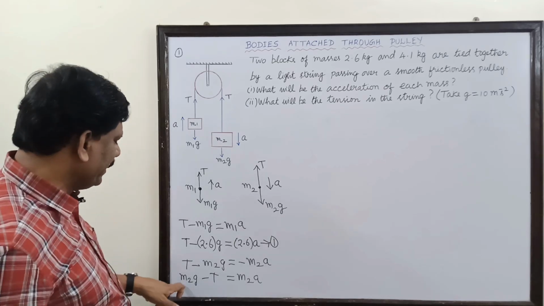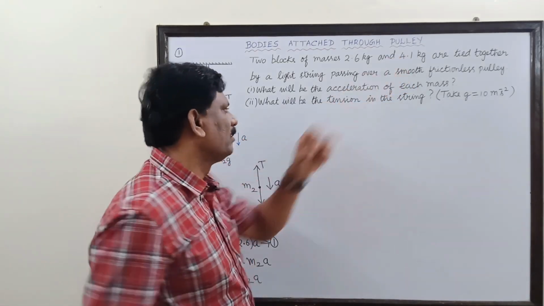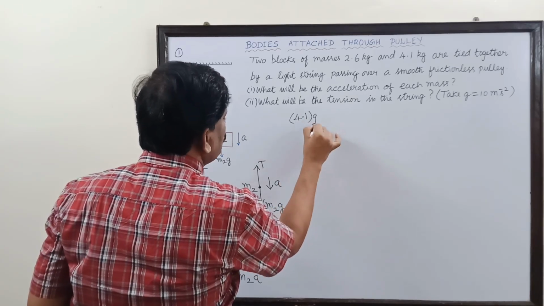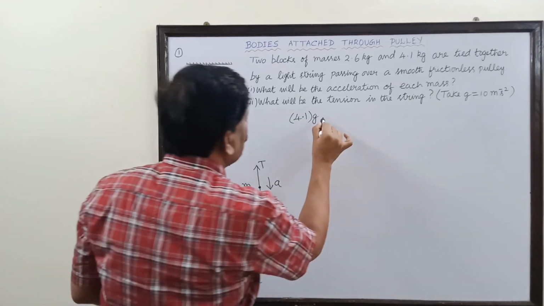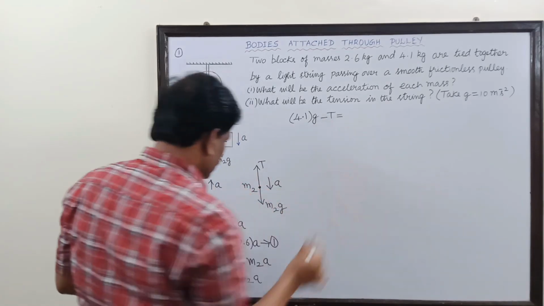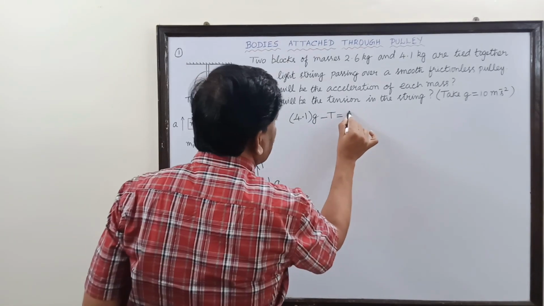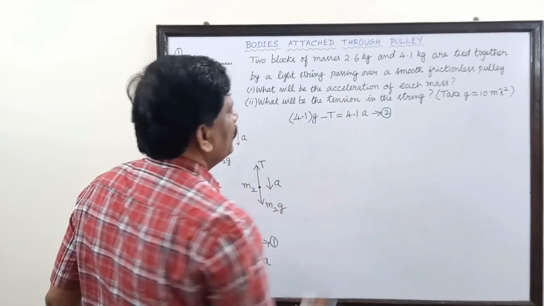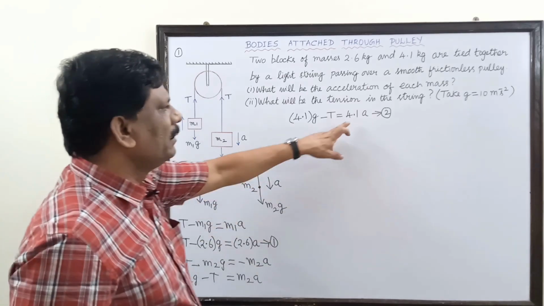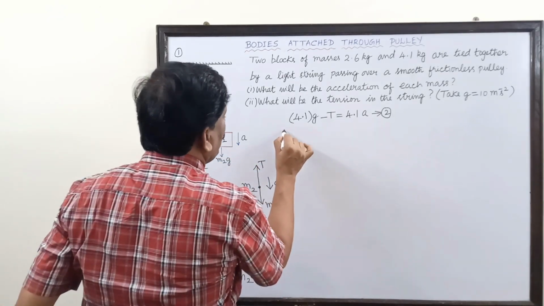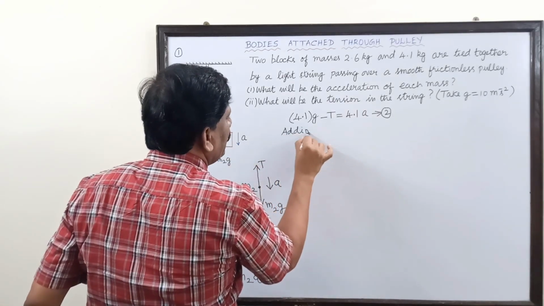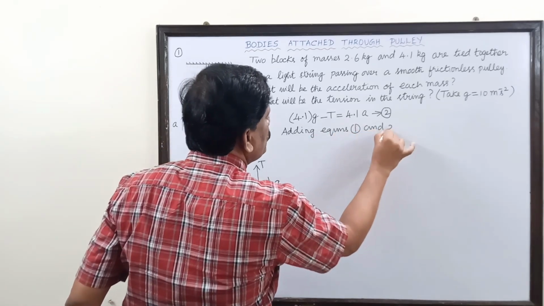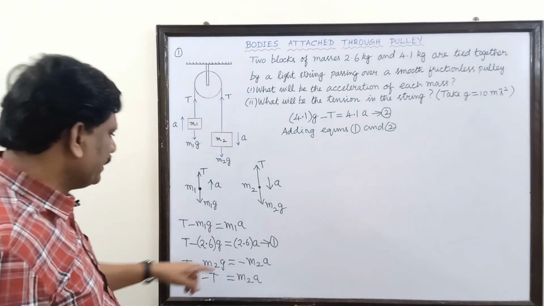Now I substitute the values. M2 is equal to 4.1 kg. So 4.1 into g minus tension T is equal to M2 into a, so this is 4.1 into a, and this is equation 2. So now I am going to add equations 1 and 2. Okay, adding equations 1 and 2. So first let us add the left hand sides.